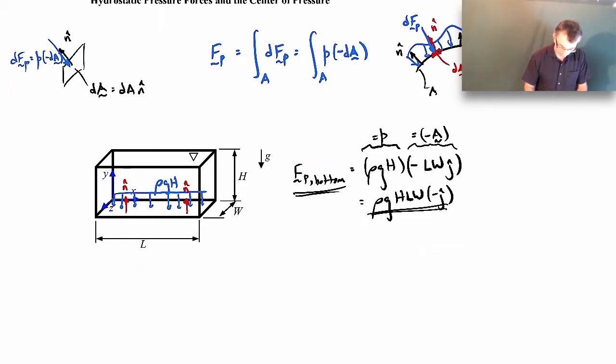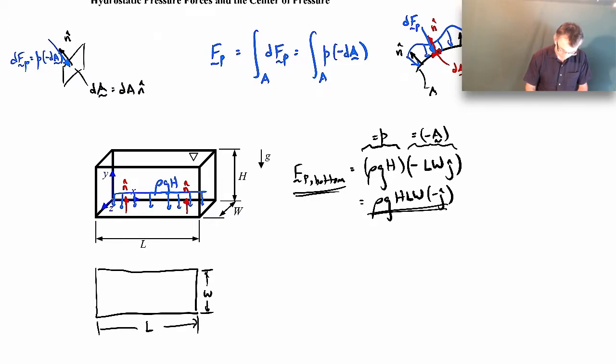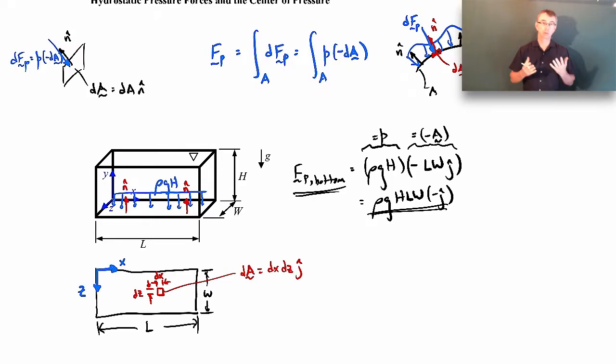Okay, so let me redraw the area on the bottom here, just looking at it from above. So here's our W. Here's our L. And let me put the coordinate system in there as well. So this would be Z. This would be X. So I'm going to look at a small area here. Let's call this distance dz because it's a small displacement in the z direction. And this distance is dx because it's a small displacement in the x direction. So my little area there is going to be dx times dz pointing in the j hat direction. It's pointing upward, out of the page. So it's in the positive y direction, which is out of the page.